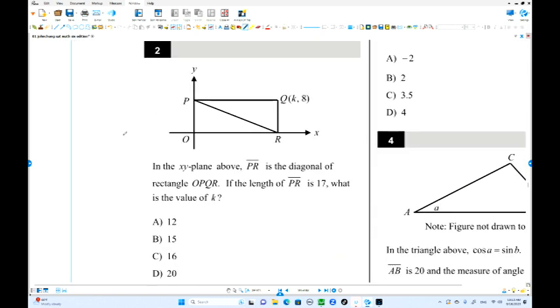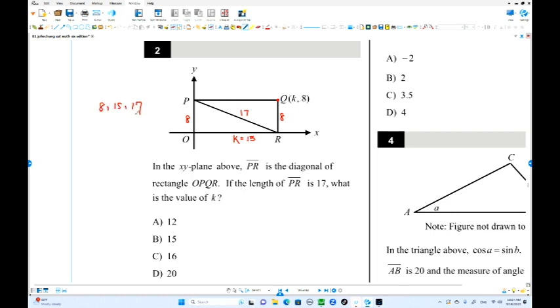Here is number 2. We have a point Q, x coordinate is k, y coordinate is 8, or the other side is 8, because this is a rectangle, okay? So length of PR, where is PR? Okay, diagonal, that is 17. So what is the value of k? k equals what? 8, 17, that is 15, right? Right triangle triplet, 8, 15, 17.